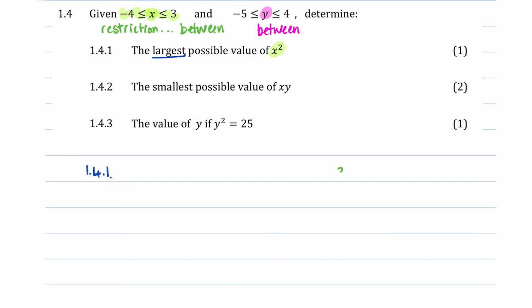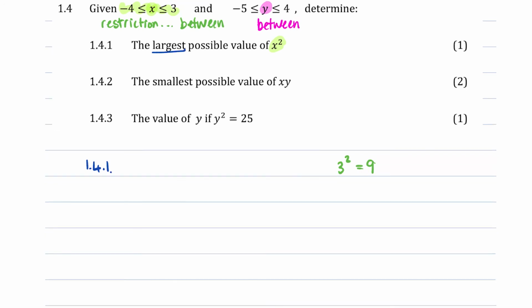So let's try some numbers here. If we take 3 and we square it, that's x squared, we get 9. Is that the largest possible number? Well, it's certainly bigger than taking 2. Remember, x can be any number between negative 4 and 3. 2 squared would be 4, so 9 is larger.